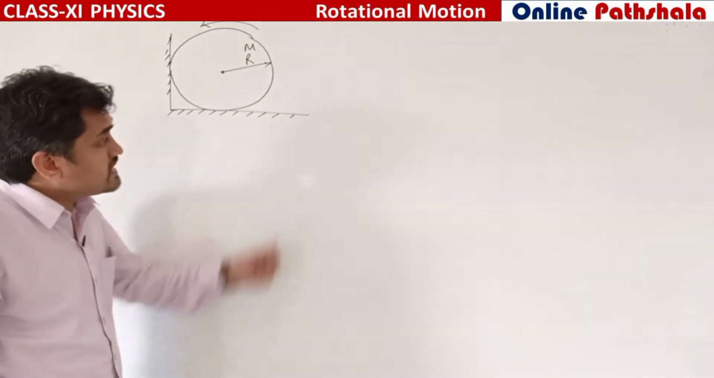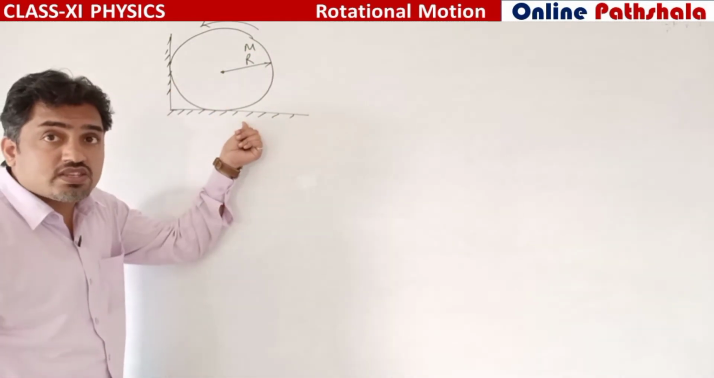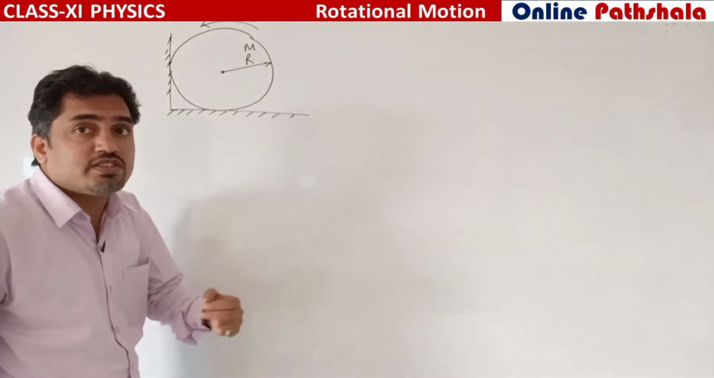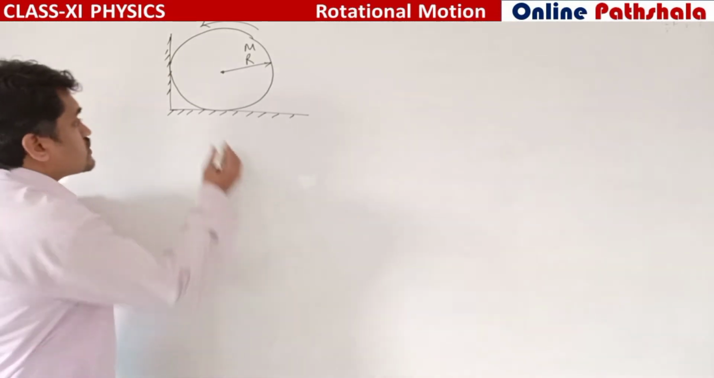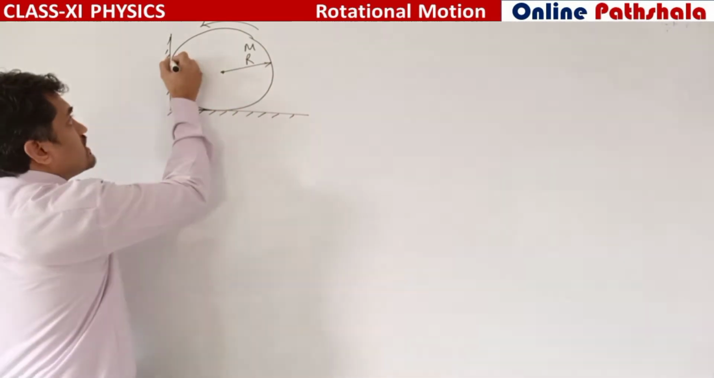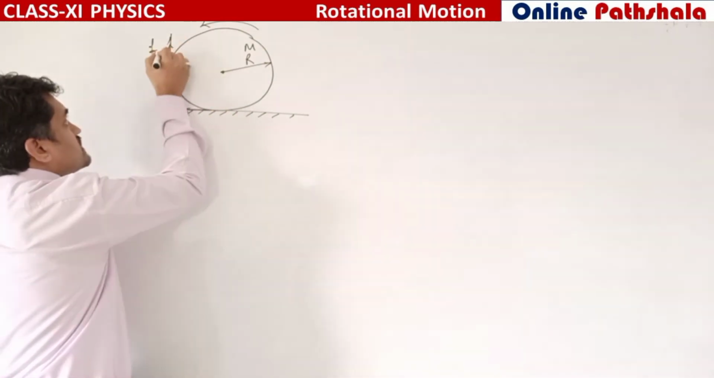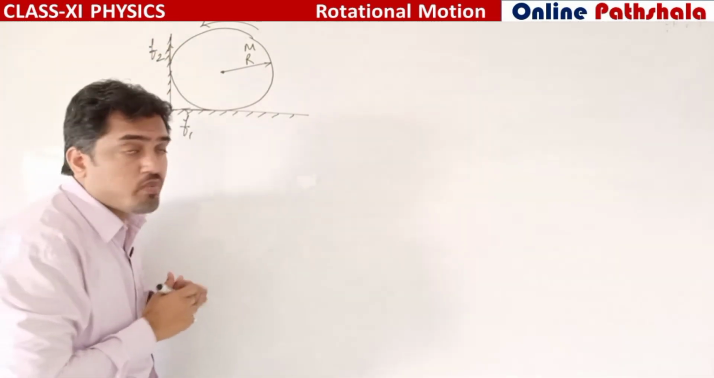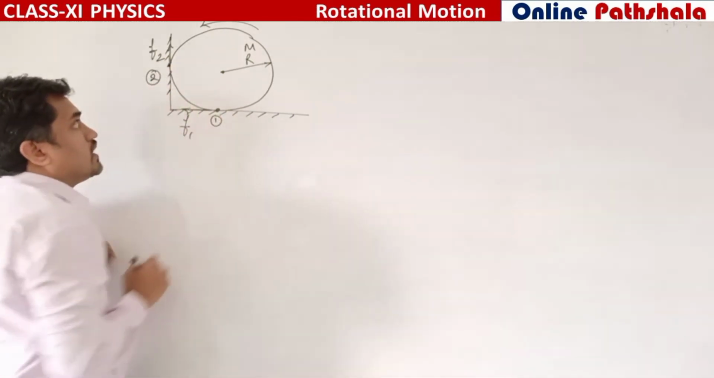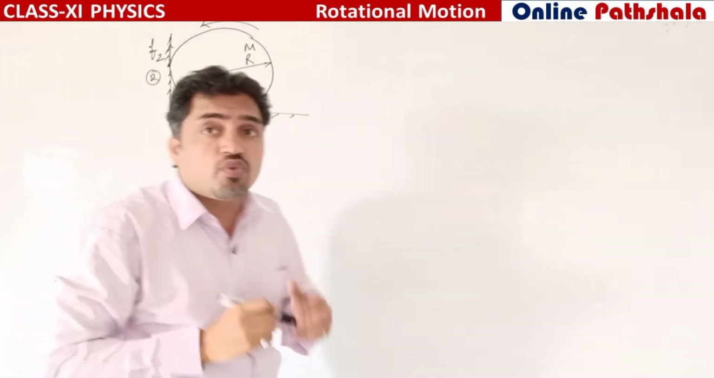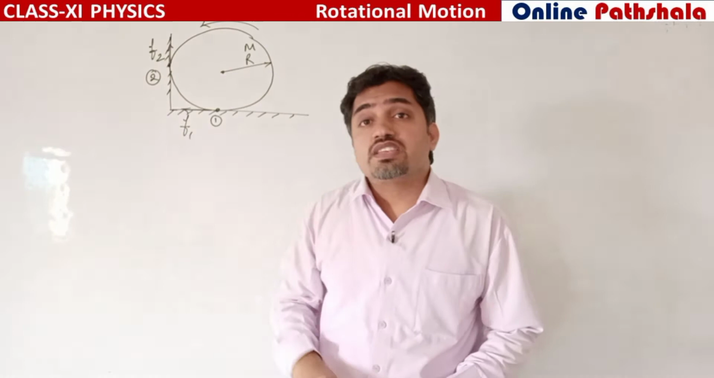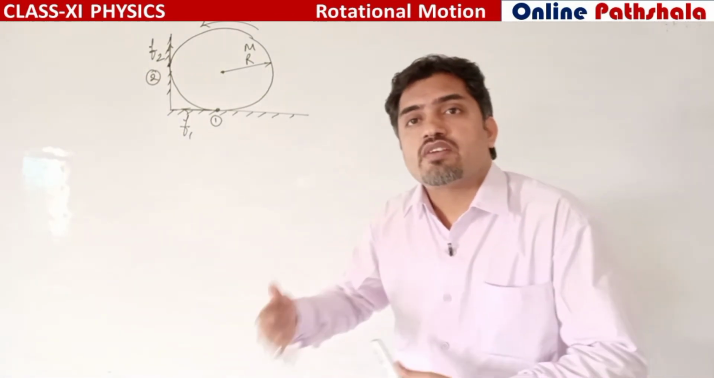What will happen? Since these two surfaces are rough, they will apply a retarding torque. After some time this ball will stop rotating. So there is one friction force F1, which is in the horizontal backward direction, and one friction force F2, which is in the vertical upward direction, at these two points of contact, point number 1 and point number 2. Due to F1 and F2, this ball will stop after some number of rotations.